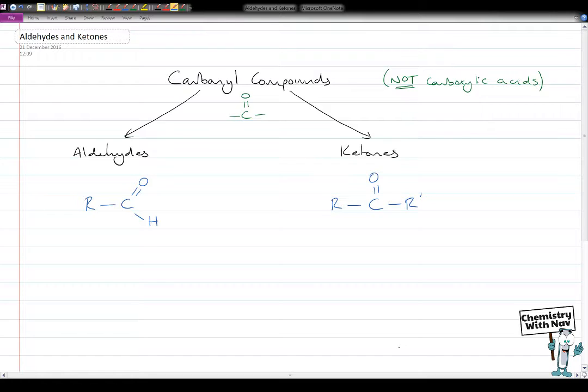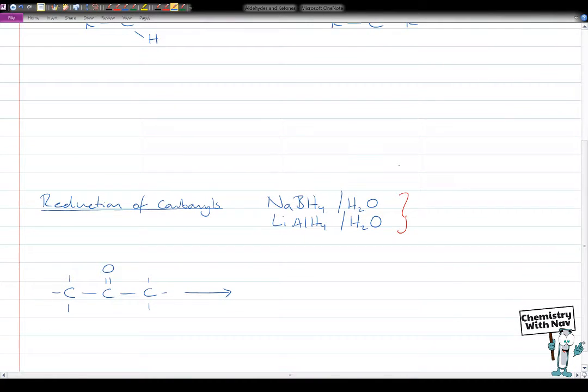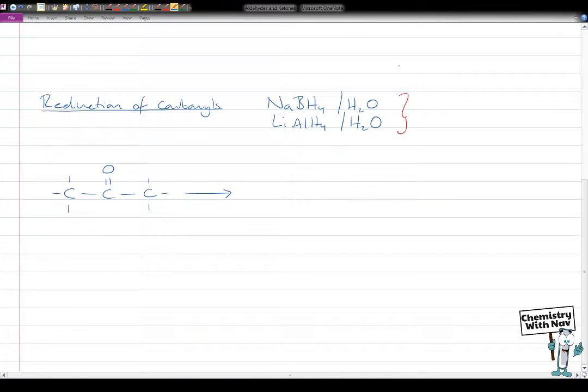The main reactions that these undergo will be to do with the fact that the carbon double bond oxygen is polar due to the electronegativity of the oxygen. And there are two main things you need to look at. One is the reduction and the other is the reaction with CN- ions, both of which occur by the same mechanism. And the reduction, which is the opposite process of the oxidation, would either use sodium borohydride with water or lithium aluminium hydride, also with water.